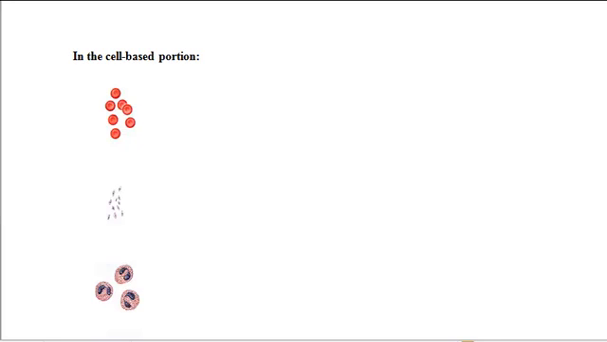Welcome back to Unit 7, Lesson 1. This is part 2 of the video, and this part's optional unless you've missed class. So we talked about the plasma portion in part 1 of the video. Now we're going to talk about the cell-based portion of blood.